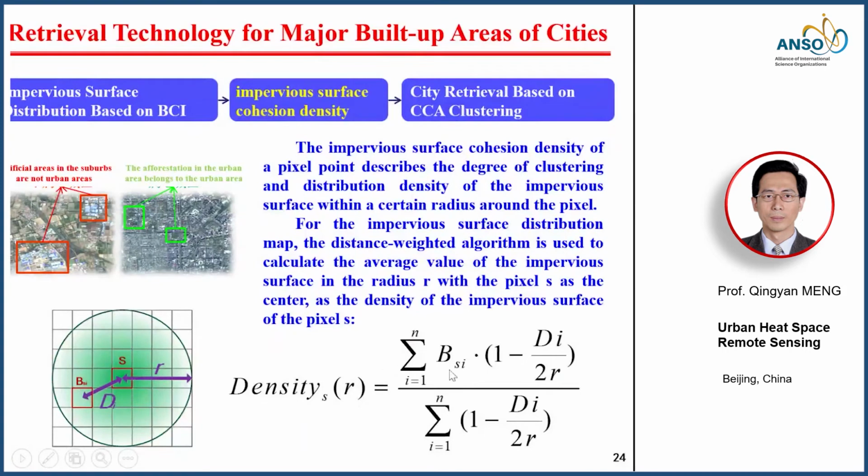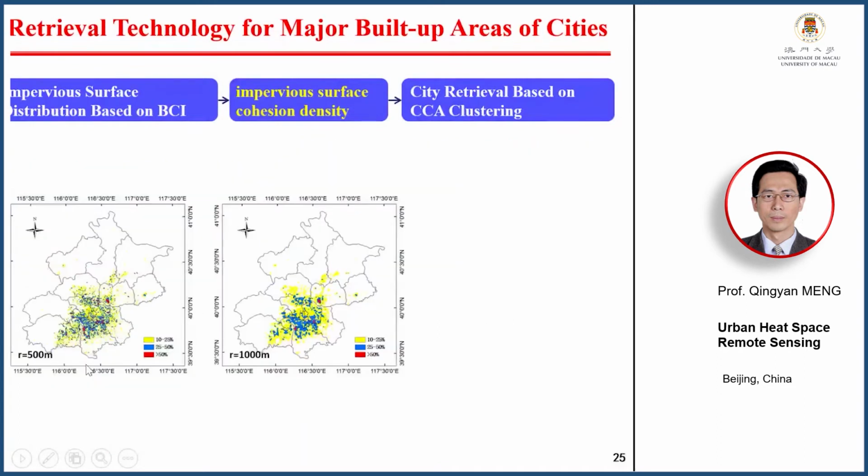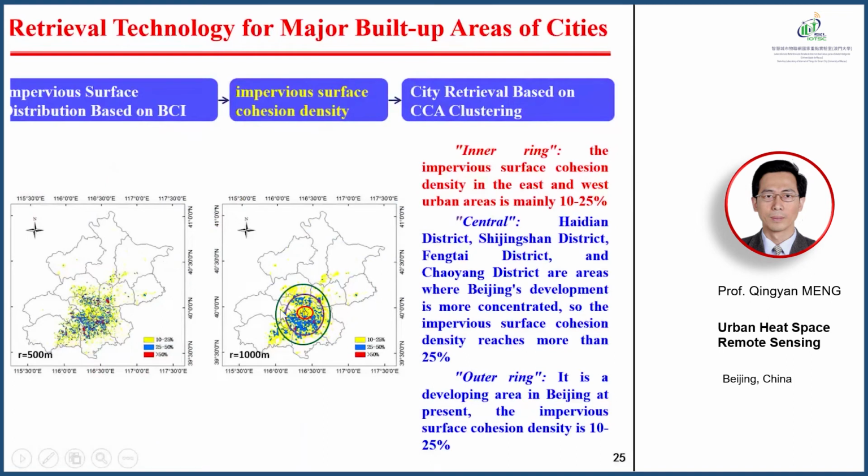Here, BSI is the impervious surface, R is the different radius, and this is the pixel S, to calculate this pixel's density. Then we get the impervious surface cohesion density for different radii. You see the inner ring, the east and west urban area, and the central Haidian, Shijingshan, Fengtai district, and Chaoyang district are where Beijing's development is more concentrated. So the impervious surface cohesion reached more than 25%.